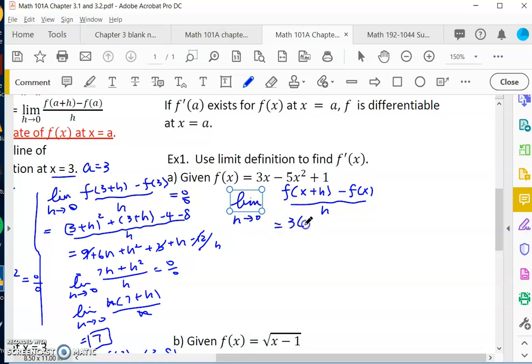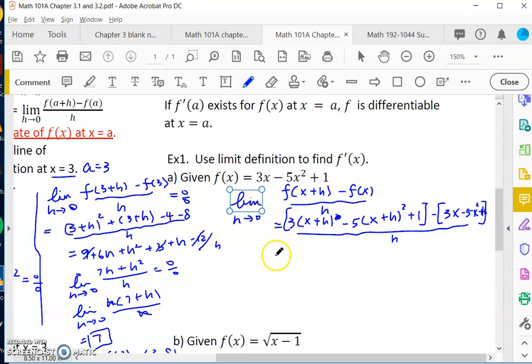So 3 times x plus h, minus 5 times x plus h squared, plus 1. There's a lot of algebra involved. So this is f of x plus h. Minus f of x, so that means minus that function, 3x minus 5x squared plus 1. Keep track of everything. And then over h.